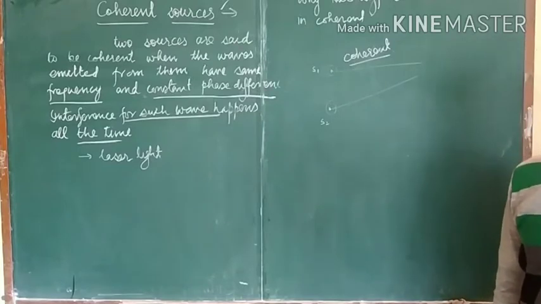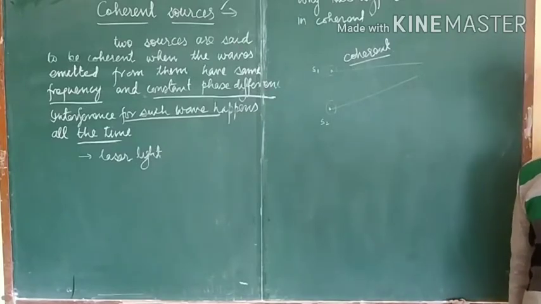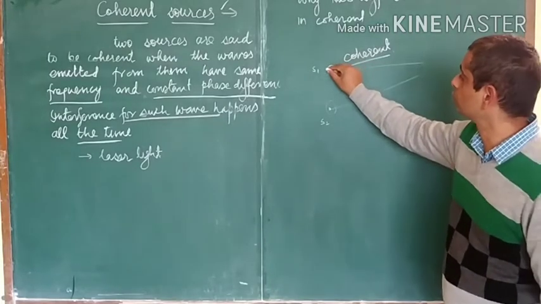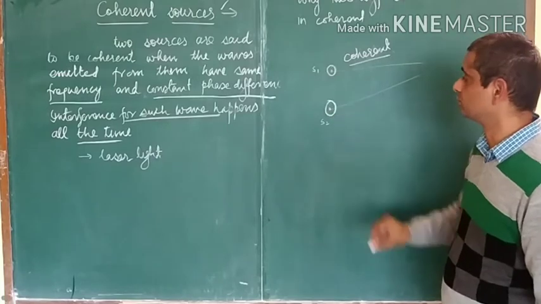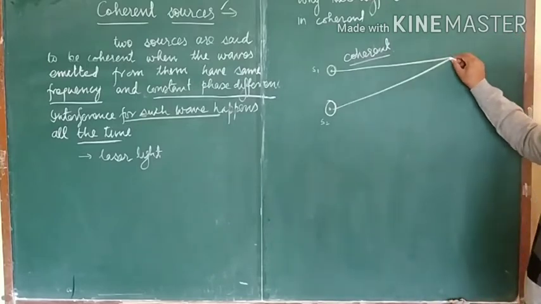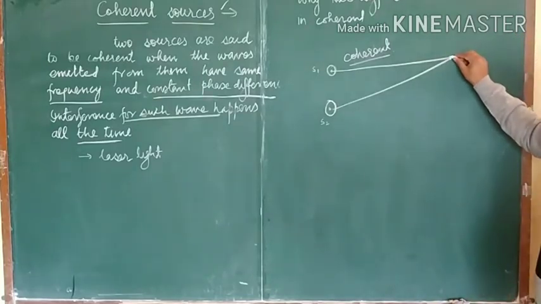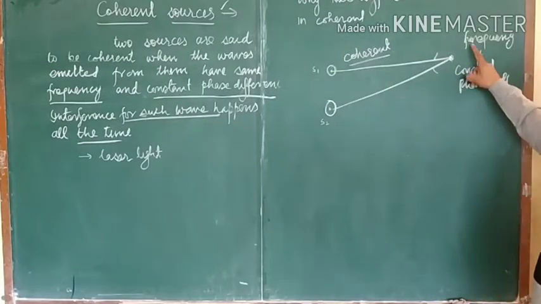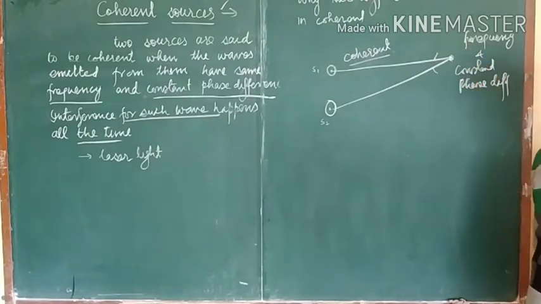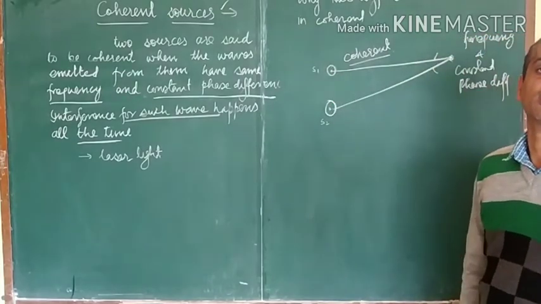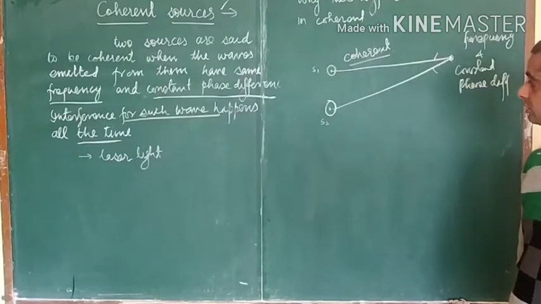Two sources are said to be coherent sources if the waves emitted by them have the same frequency and constant phase difference. Suppose I am having two sources. This is your S1 and this is your S2. The light emitted by them reaches to this point. Then the light intercepted by this object or any particle has the same frequency and constant phase difference. Then we can say that these two sources are coherent sources.